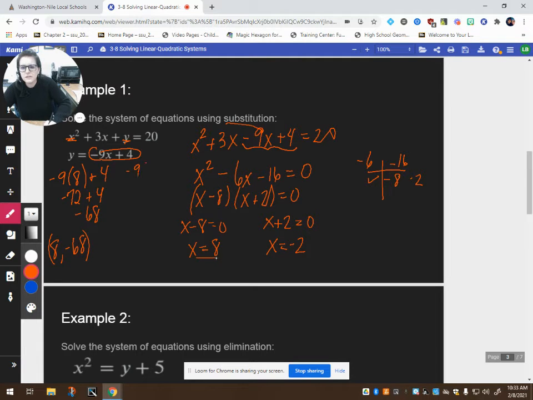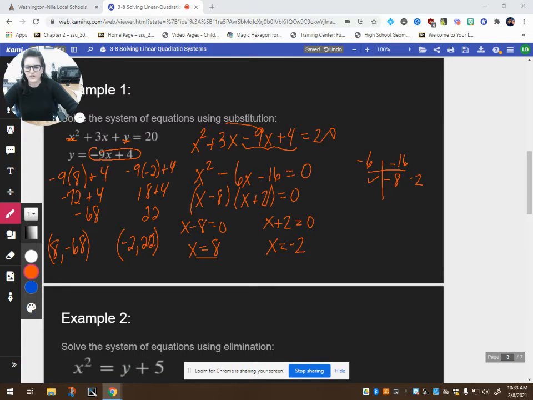Negative 9 times negative 2 is a positive 18. 18 plus 4 is 22. So when I plug in negative 2, I get out a 22. So this is my other ordered pair solution.